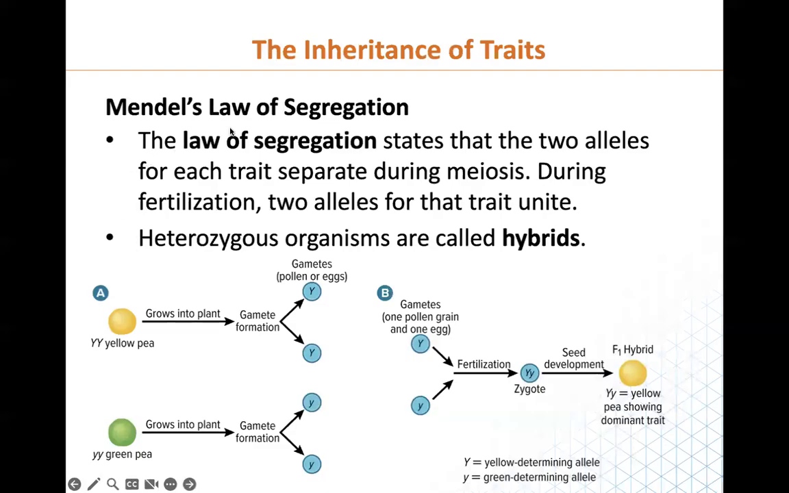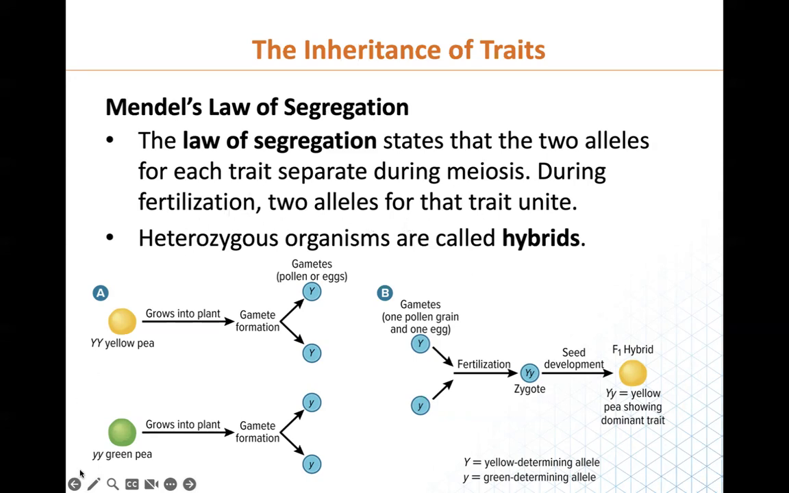Welcome back, everybody. So we will be proceeding from the inheritance of traits. Mendel's law of segregation, it's not confusing. It's very straightforward. The law of segregation says that two alleles for each trait separate during meiosis. So during fertilization, the two alleles for that trait will reunite again.